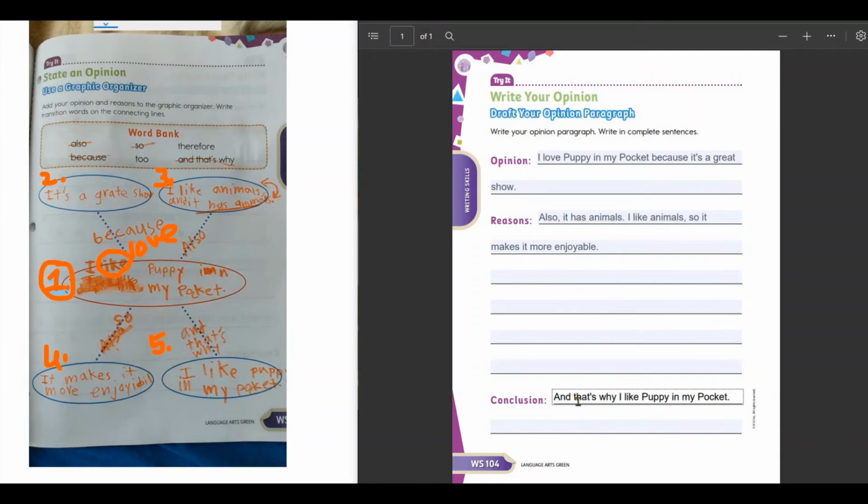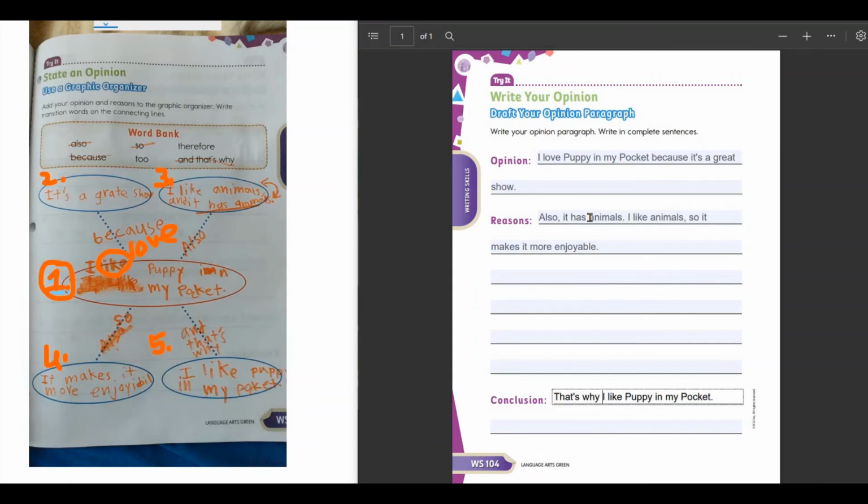Now, this is a writing convention. We don't like "and" at the beginning of a sentence, so what we're going to do, we're going to take away the "and" and we're going to capitalize the T in "that's." That's why I like Puppy in My Pocket. Or instead of "that's why," you could say "therefore," but that's a more formal way of saying it, maybe. You could change it to "therefore" if you wanted, or you could keep "that's why" here, okay? That's why I like Puppy in My Pocket.